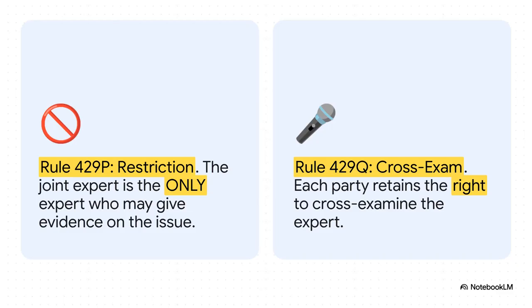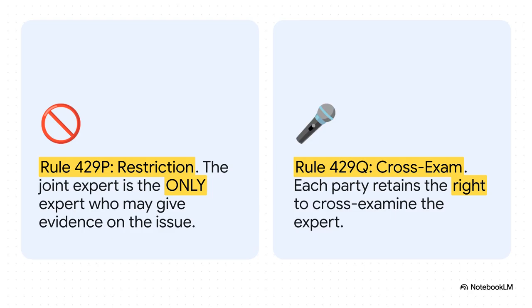And this leads us to the consequences, which are really 2 sides of the same coin. Rule 429P is powerful. It says that this joint expert is now the only expert who can give evidence on that issue. Big deal. But Rule 429Q protects a fundamental right. Every single party can still cross-examine that expert. And notice the crucial get-out clause in both rules, unless the court orders otherwise.